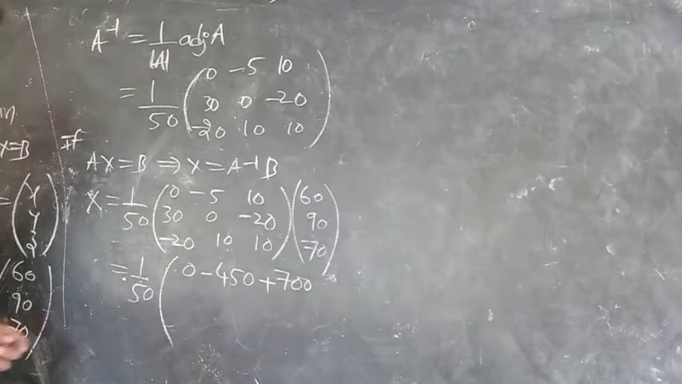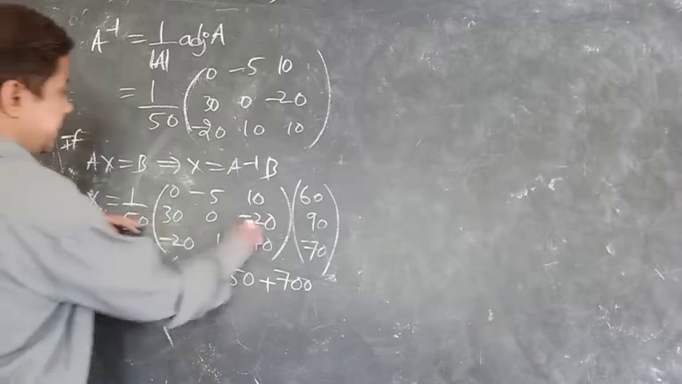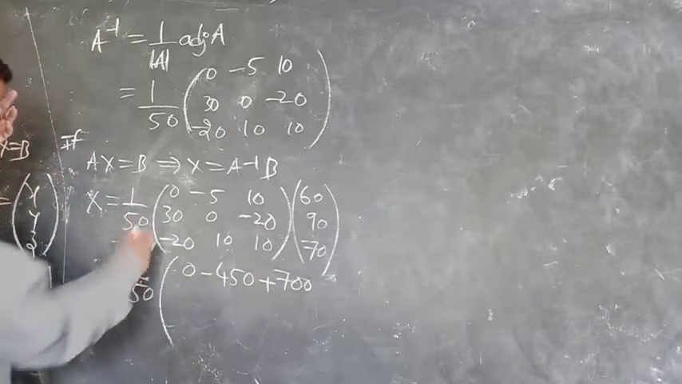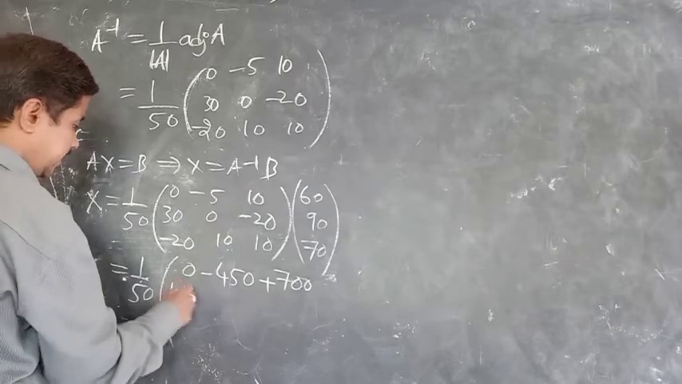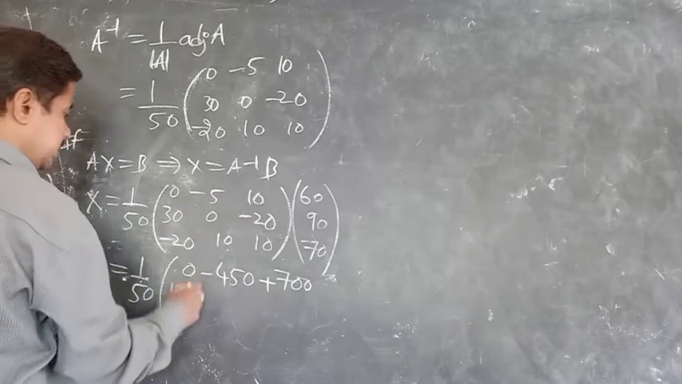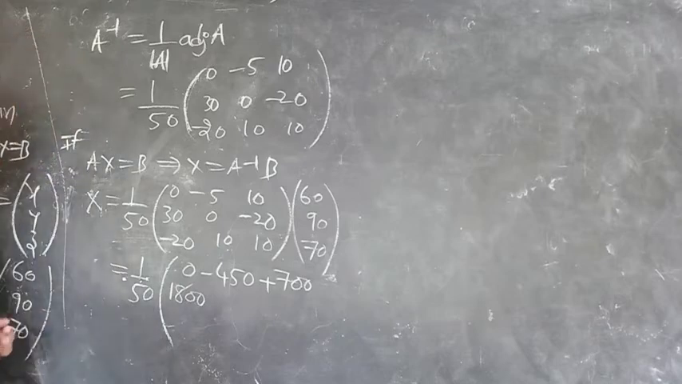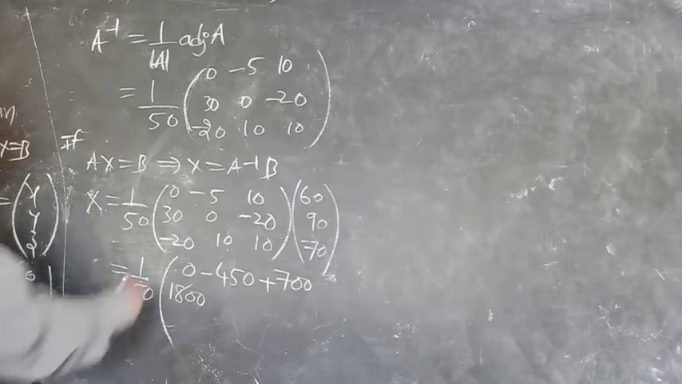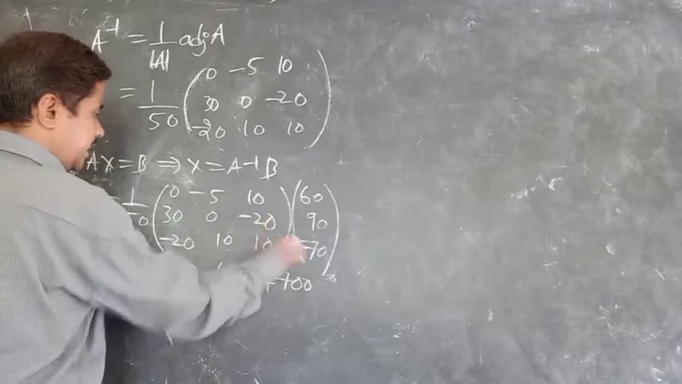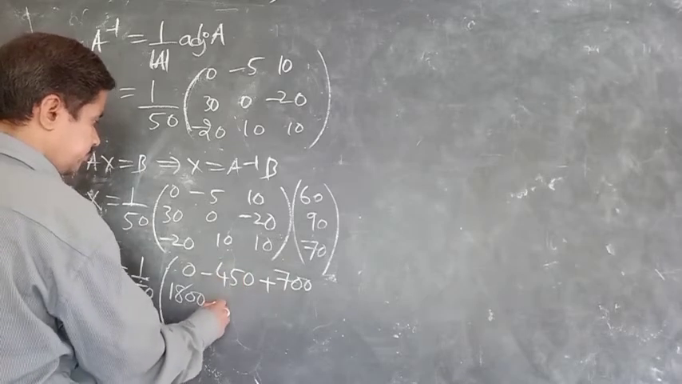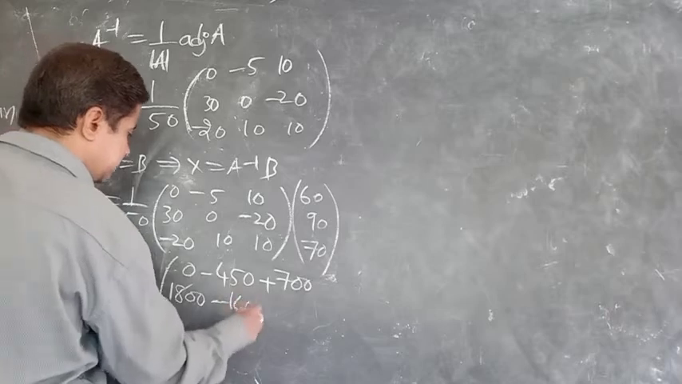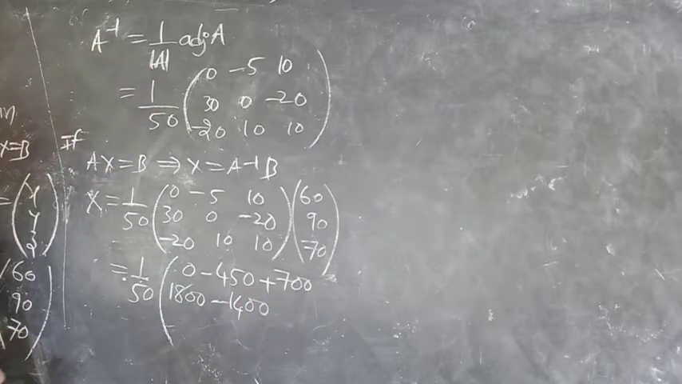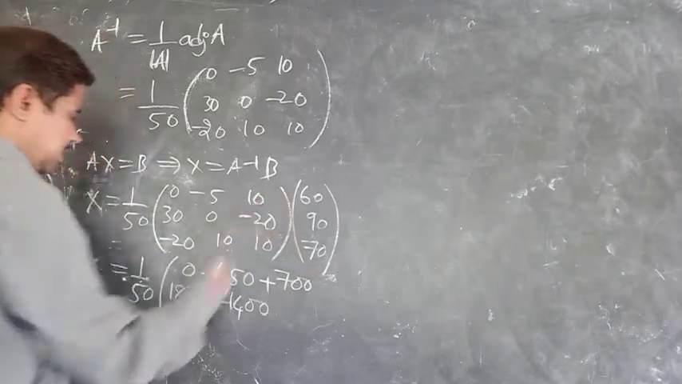Divided. So next, second row, first column. 3 6s are 18, so 1800. Okay, 1800. Next 0 into 0, 20 into 70, 1400, minus 1400. Okay, next this is third row, first column.